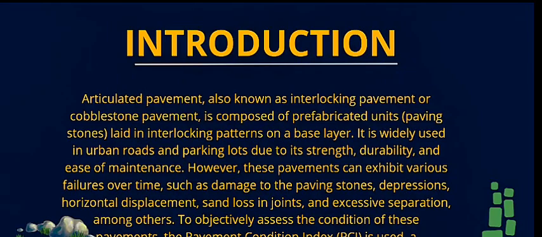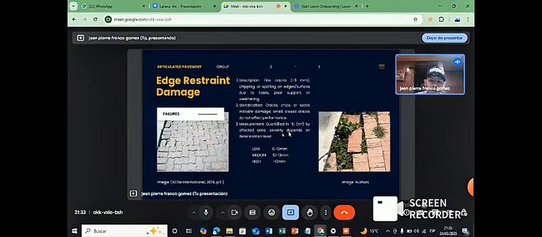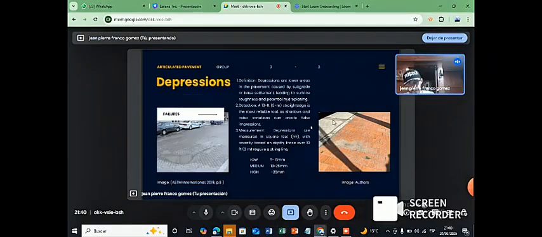To evaluate the condition of the pavement, the pavement condition index, PCI, is used, with standardized numerical methods that identify, measure, and classify these failures, thus enabling appropriate repair and restraining damage.